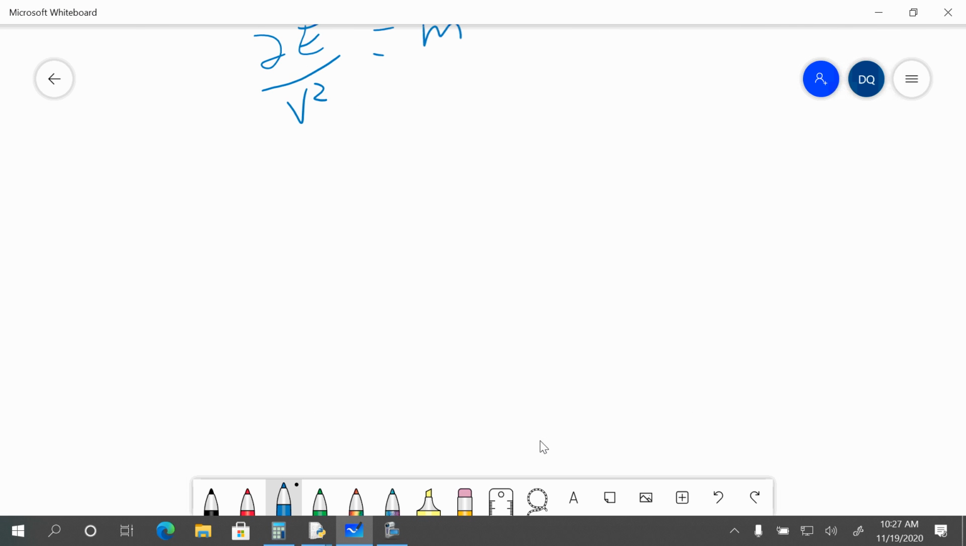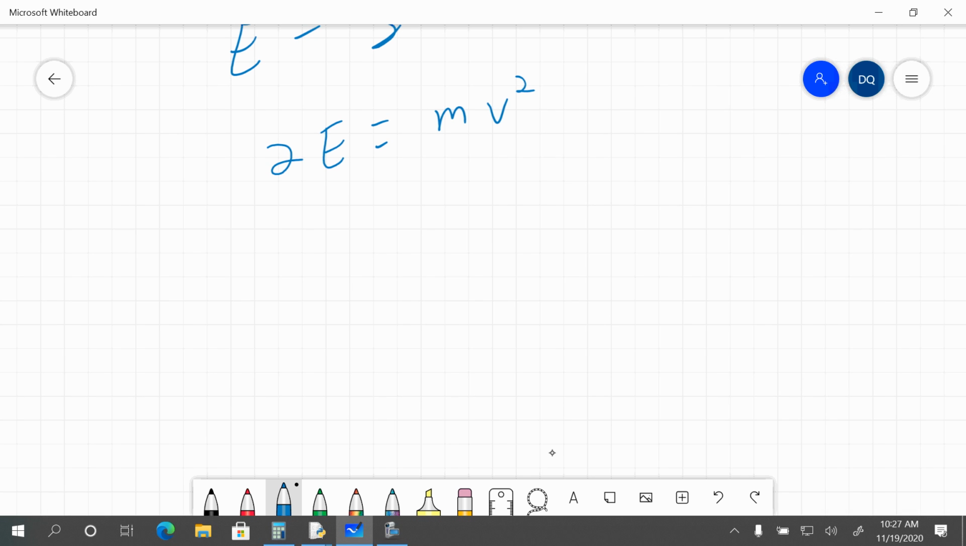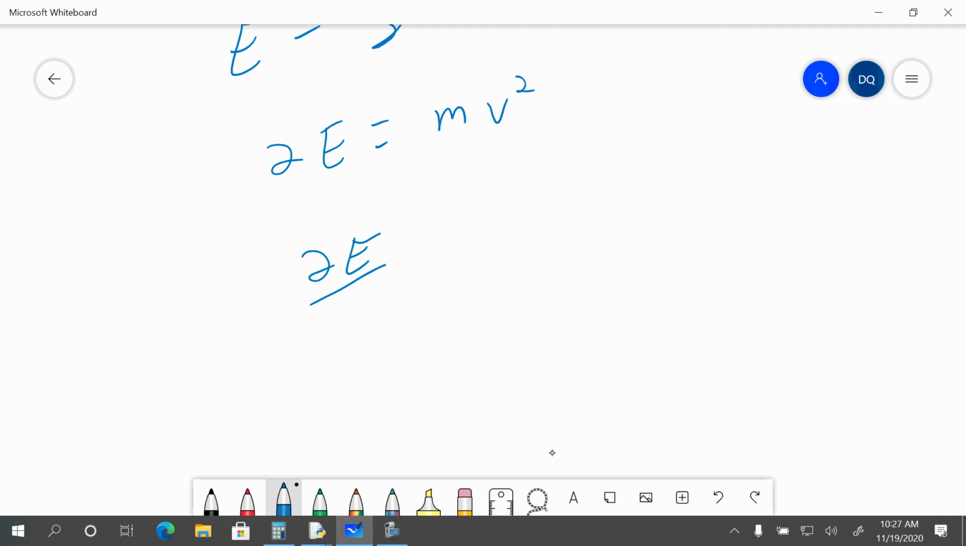So we start out with energy is 1/2 mv squared. I'm going to multiply both sides by 2 to get rid of the half. So 2 times energy is mass times velocity squared. I'm then going to divide both sides by mass. So 2 times energy over mass is equal to the velocity squared. That makes the velocity the square root of 2 times energy over mass. So I want the square root of 2e over m.